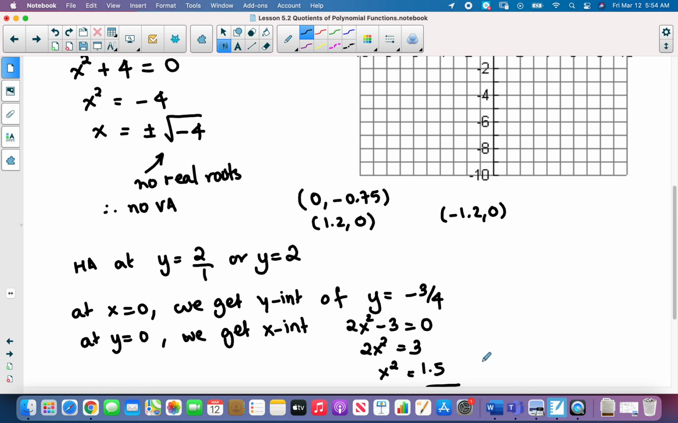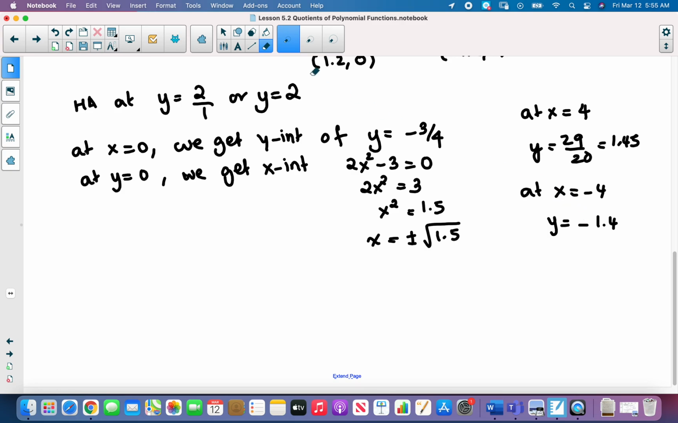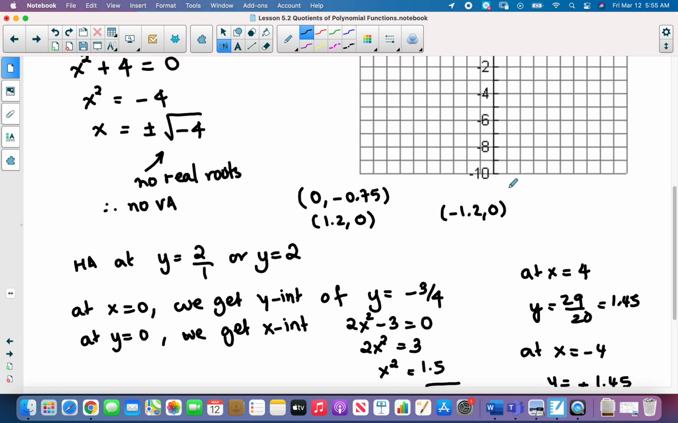We can also try to find some more points, like at x equals 4. So if you put x equals 4 in this, what is the y value? Y equals 29 divided by 20, which is 1.45. It also works out that when x equals negative 4, y equals positive 1.45. So those are some points we can get to graph this.